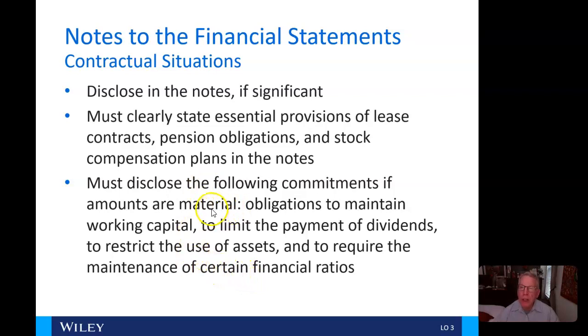When we left off, we were looking at notes to the financial statements and certain contractual situations that we would disclose in notes. For example, we must clearly state essential provisions of lease contracts, pension obligations, and stock compensation plans in notes and disclose the following commitments if the amounts are material: our obligation to maintain working capital, to limit payment of dividends, to restrict the use of assets, and to require maintenance of certain financial ratios.